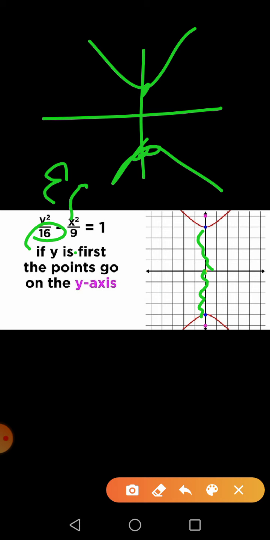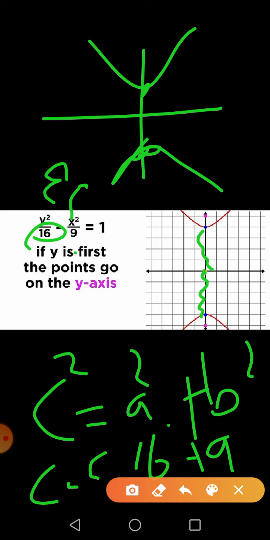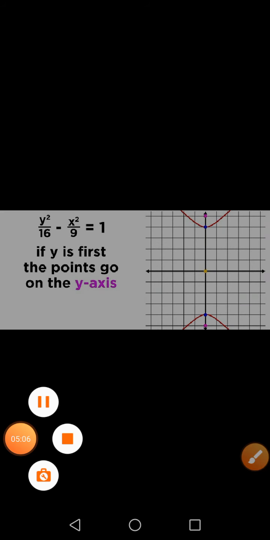Okay. What about the foci? In the ellipse, it was c squared equals a squared minus b squared. But in the hyperbola, c squared equals a squared plus b squared. 16 plus 9 equals 25. So c equals only 5. So I will count 5 units to be here the pink point and 5 units to be here the pink point. And that's all.